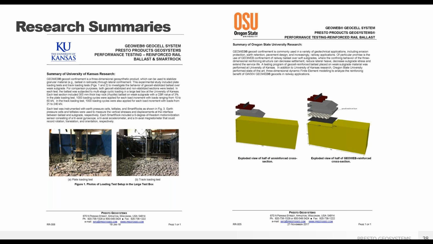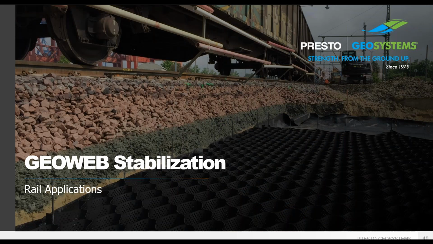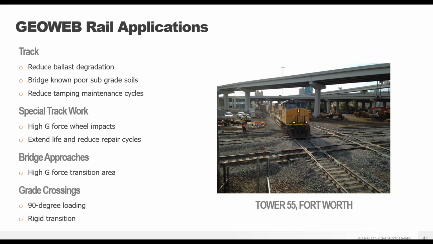If you're interested, we have some independent research summaries from the University of Kansas and Oregon State, if you'd like to use those for your file or show them to your owners. So I'd like to go through some case studies, some rail applications. We can use GEOB on pretty much any type of track application, whether it's mainline track, heavy stress areas, bridge abutments, crossings, or turnouts. We've been using it under track for 40 years. So we have hundreds and hundreds of case studies and interesting rail applications, from scales, culverts, to bridge abutments. I'll try to cover some of those.